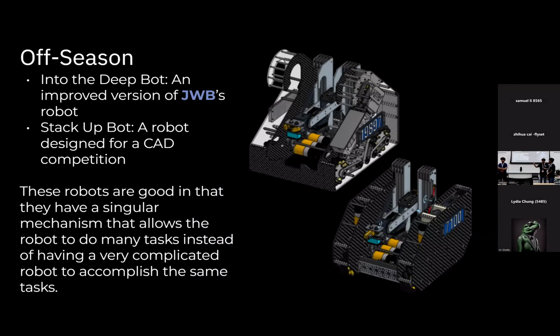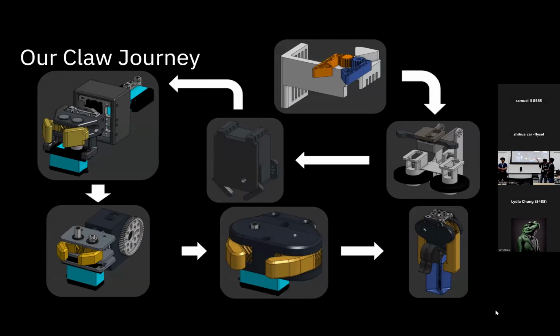Like, for example, if the slides come down, then they can grab from the submersible and put it in the back basket, or they can grab specimens and hang them onto the high chamber. And then this is just our freshman team squad journey that we had.